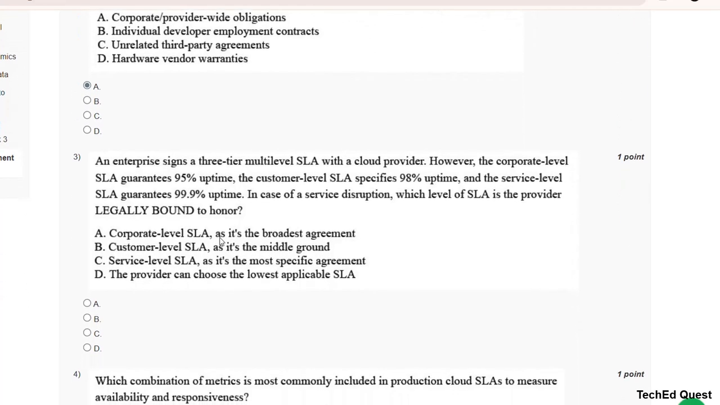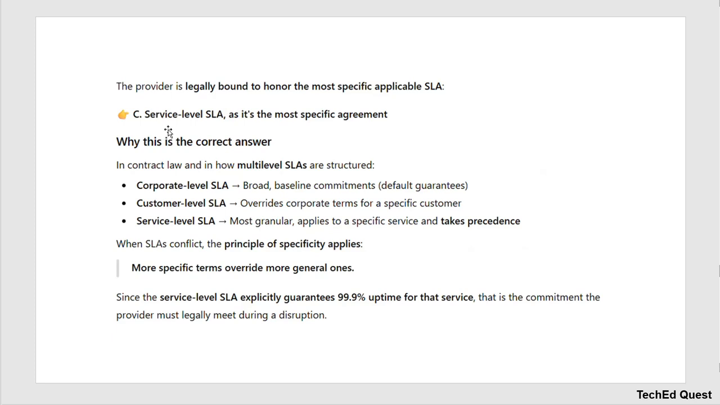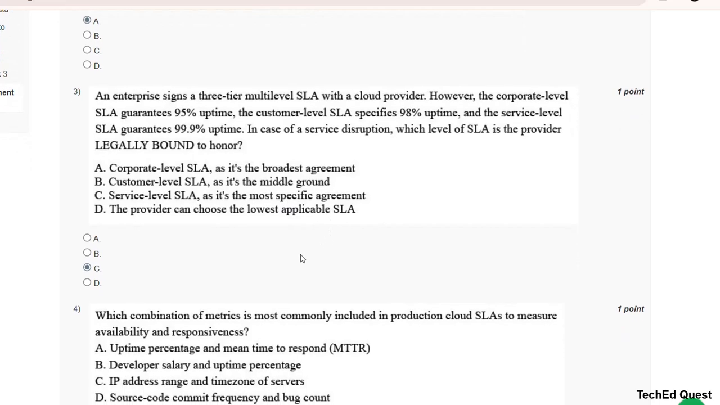Now move to the third question. So the correct answer for third question is C. Service level SLA, as it is the most specific agreement, and you can check the detailed explanation in this slide. So the correct option for this third question is C. Service level SLA, as it is the most specific agreement.